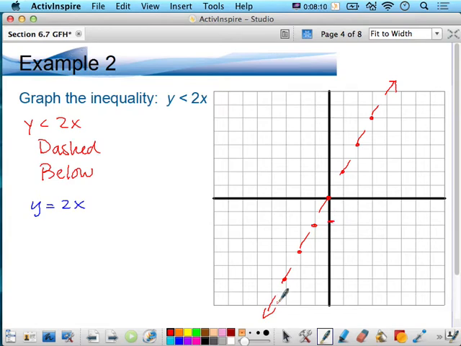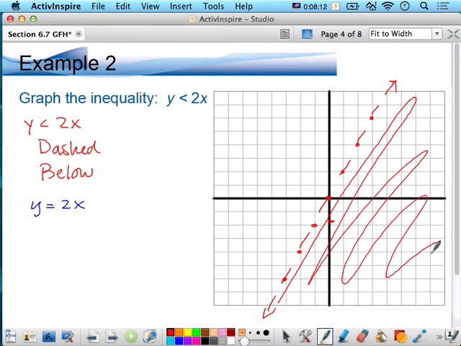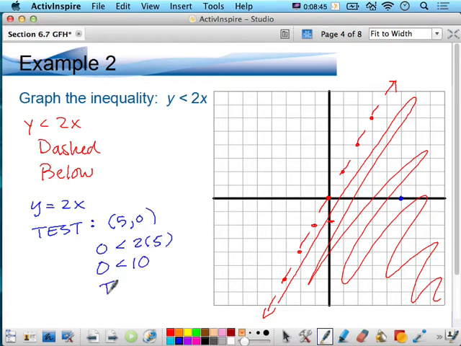It's everything below it. And if you're not sure, you could pick a point and test it to make sure it makes it true. So for example, I could pick the point 5, 0 and plug it in. Would that be okay? Let's test it just to make sure we've got it right. So if I want to test the point 5, 0, 1, 2, 3, 4, 5. That's over in the shaded area, so that should make it true. So if x is 5 and y is 0, I have 0 is less than 2 times 5. 0 is less than 10. True or false? That's true. So it should be shaded there.